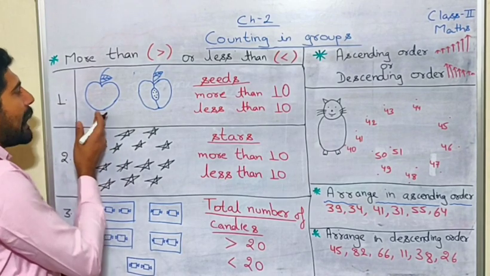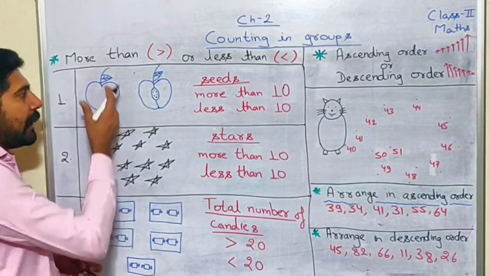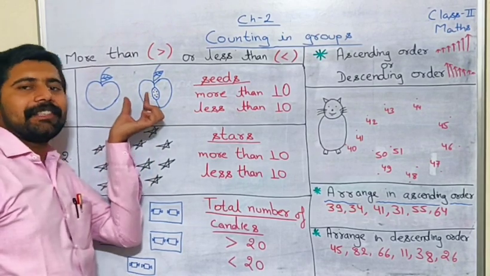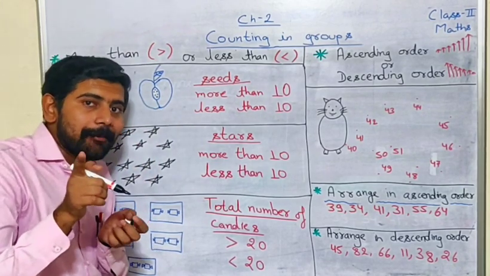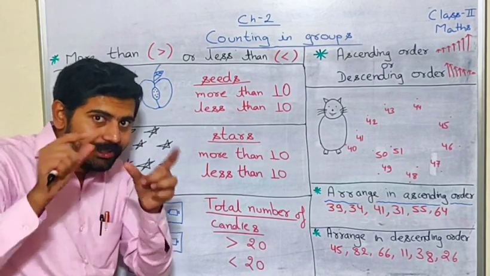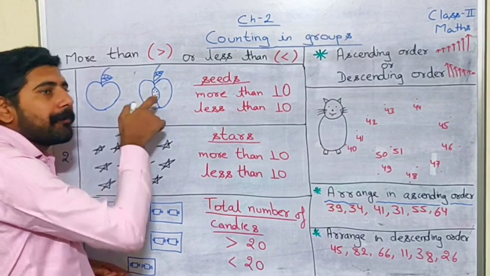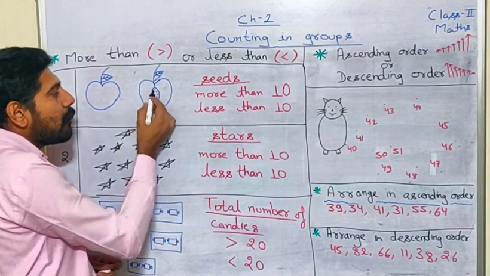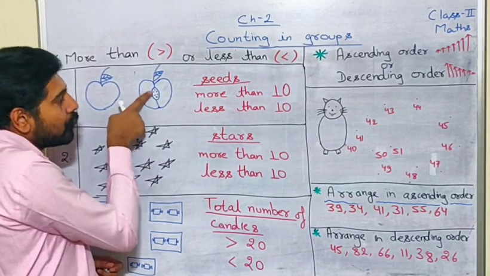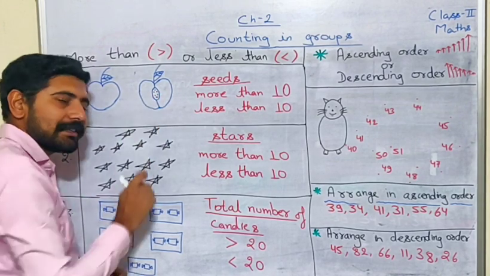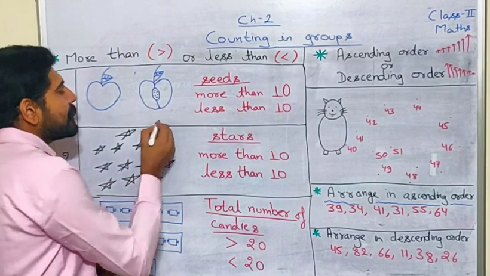We have an apple, and after cutting the apple we saw some seeds in it. You also eat apple, right? In that apple some seeds are there. These are those seeds only. In this apple we have got 1, 2, 3, 4, 5, 6. How many seeds? 6 seeds.